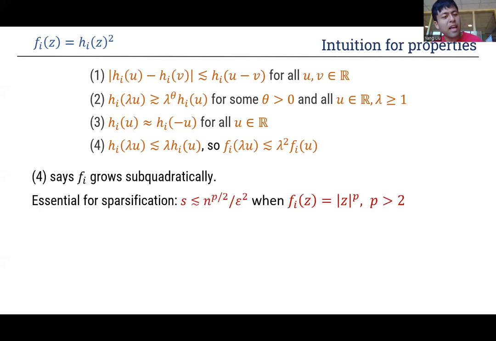So condition 4 says that f grows quadratically. And note that this is essential for sparsification because, as mentioned earlier, it's known that if p is greater than 2, the pth power function requires size at least n to the p over 2 over epsilon squared to have sparsification.